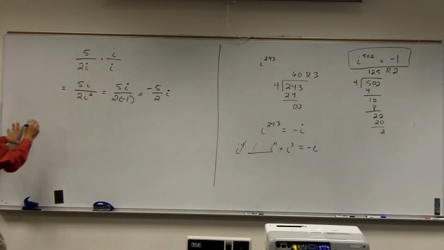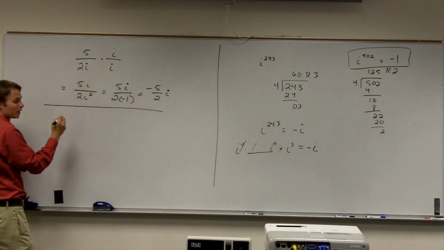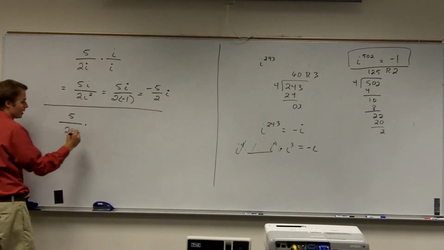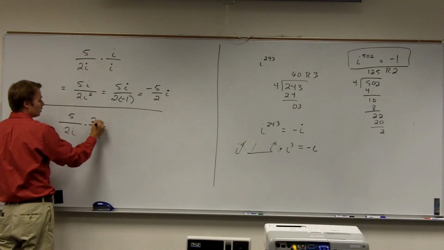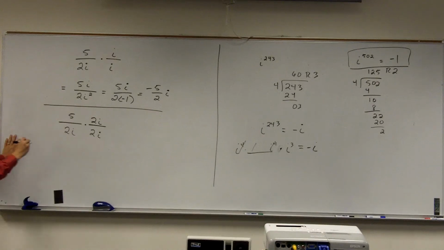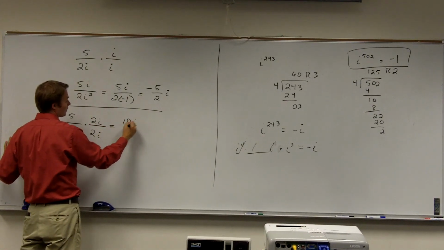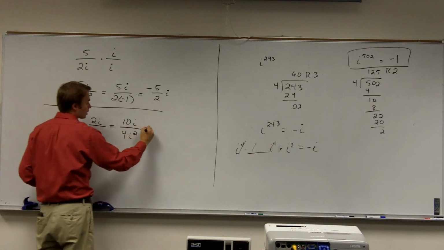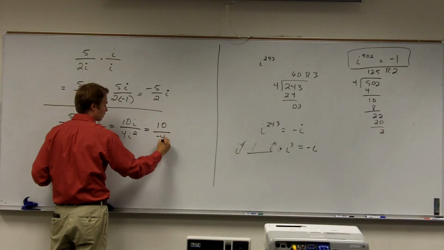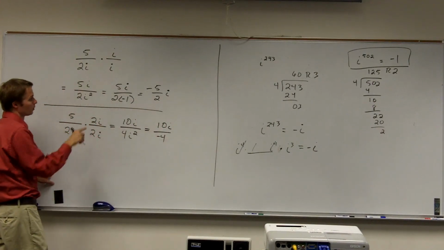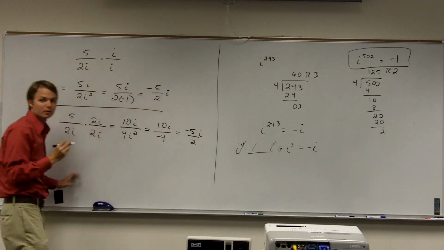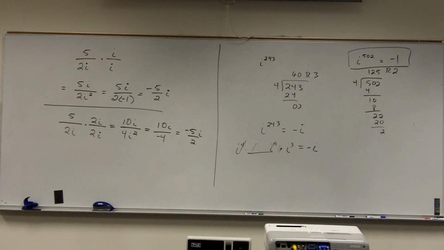I also could have taken that same thing, and some people like to always multiply by whatever is actually in that denominator, so they multiply by 2i over 2i. And we should get the same answer, right? In the top now we'll get 10i, and in the denominator we'll get 4i squared, which is just negative 4. And so this will simplify down to negative 5 halves i, or negative 5i over 2, same thing. So both of those should get you the same answer.